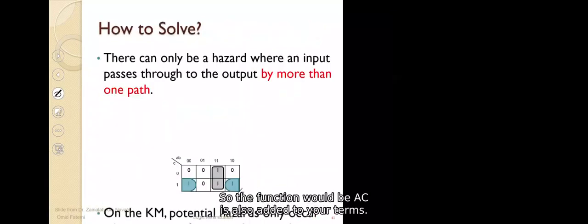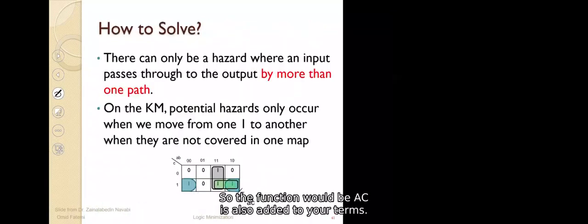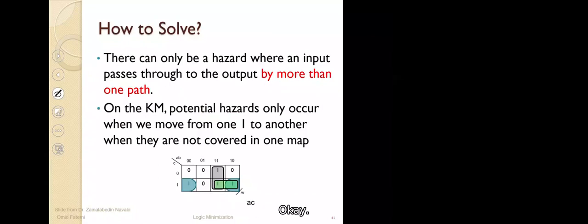So what to do if we don't want to have this hazard? You can also include this implicant in your function. So your function would become not optimized, but it doesn't have glitch. So the function would be this. AC is also added to your terms.